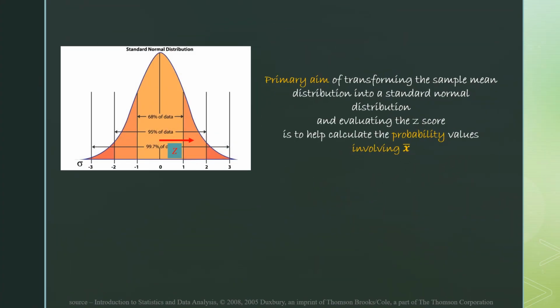The primary aim of transforming the sample mean distribution into a standard normal distribution and evaluating the z-score is to help calculate the probability values involving x bar. The z-score is quite useful in making important conclusions. Let's get back to the problem posed in the beginning of this video and try to solve it using the sample mean distribution and the z-scores.